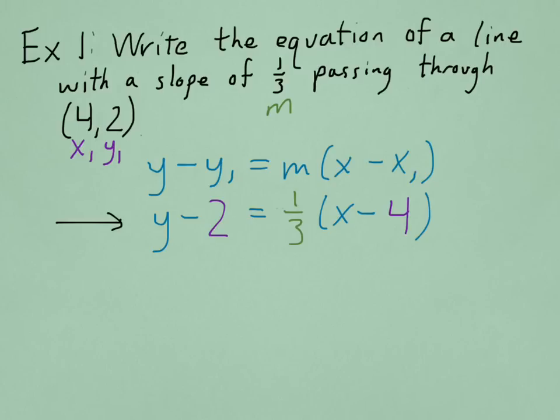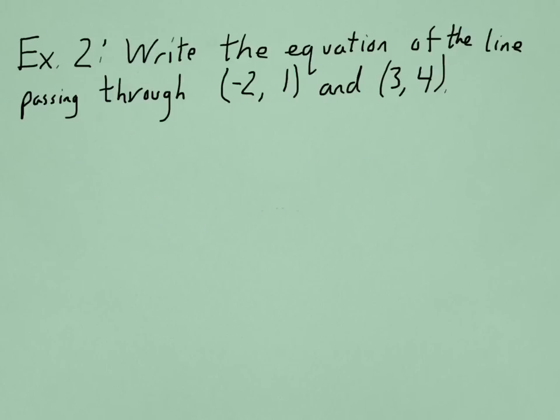Okay, so let's look at a little more challenging example. Write the equation of the line that passes through (-2, 1) and (3, 4). Point-slope form again: y minus y1 equals m times quantity x minus x1. As goes the name, I need a point and a slope to write it in point-slope form. Well, I already have a point. In fact, I've got two of them. But I don't have the slope, so we'll need to find it.